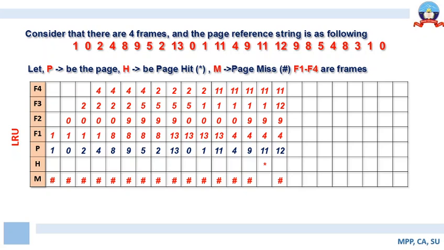After 12, I have a request for page number 9. Since page number 9 is already available in the memory, I will not perform any replacement, because whenever there is a page hit, you should not perform any replacement.